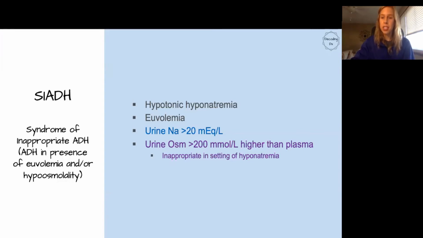So if neither of those situations are present and there's still ADH being released, that's inappropriate and that should not be happening. And thus that's outside of the normal regulatory pathways of the hormones in the body, which is inappropriate.